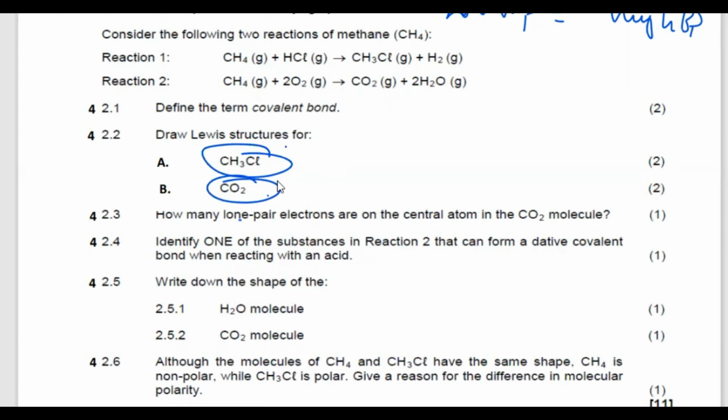They're just lonely. They're saying, how many lone pairs of electrons are on the central atom of the carbon dioxide molecule? So we have to draw the structure of carbon dioxide. Carbon has 1, 2, 3, 4 because it's found in group 4, while oxygen is in group 6, meaning that it has 1, 2, 3, 4, 5, 6. The same story here, 1, 2, 3, 4, 5, 6.